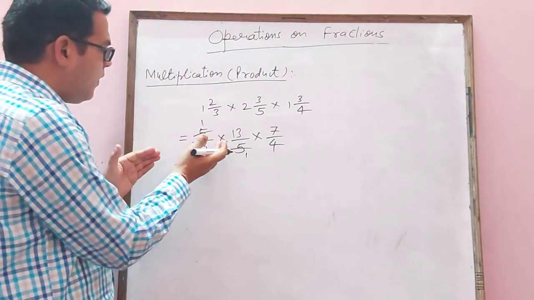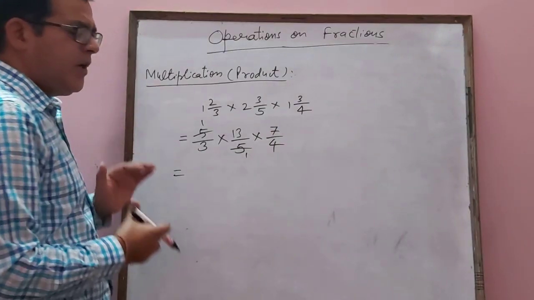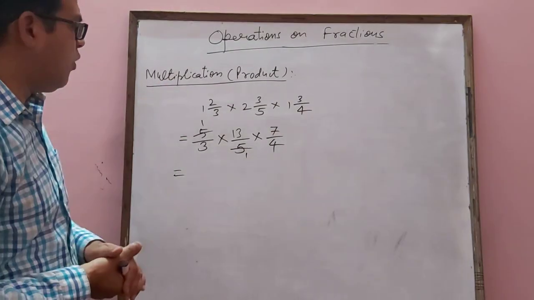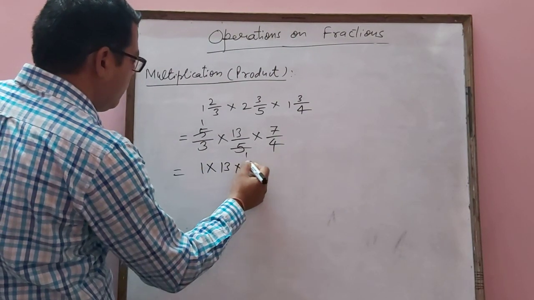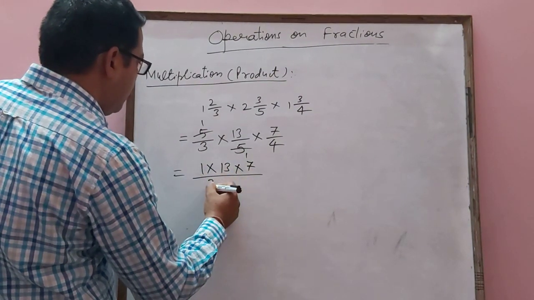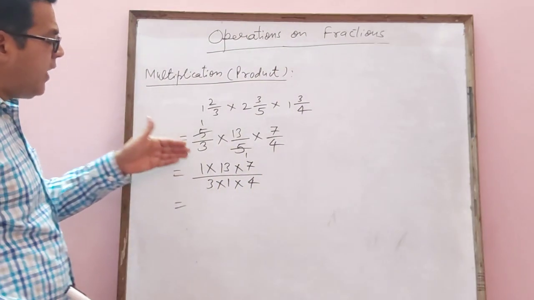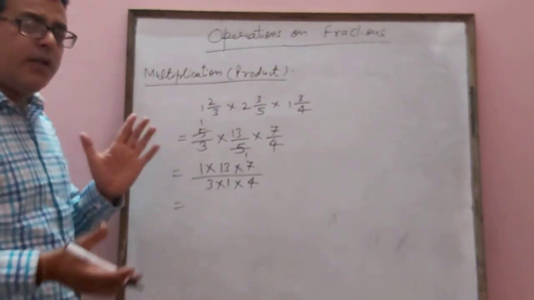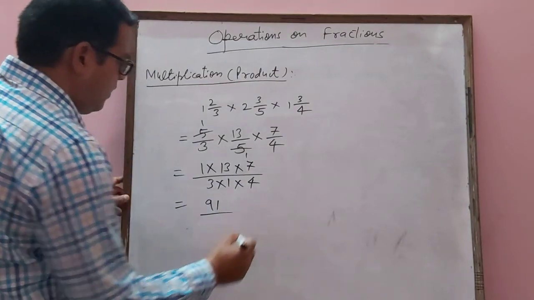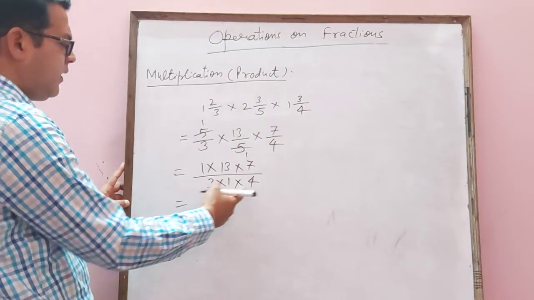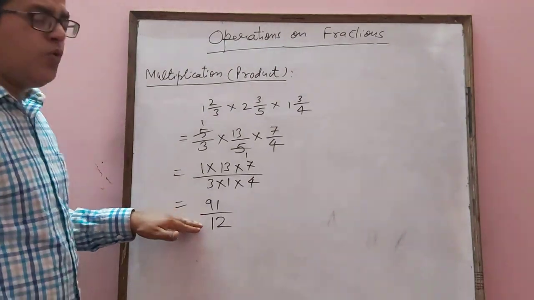Right? So now we are not able to divide any of the numbers with any number. It means there is nothing common now. So what we can do here, we can write 1 into 13 into 7 upon 3 into 1 into 4. Right? So 1 multiplied with 13 is 13 only, and 13 and 7 are 91. Right? And downside 3 ones are 3, and 3 into 4, 12. So 91 upon 12 we have here.